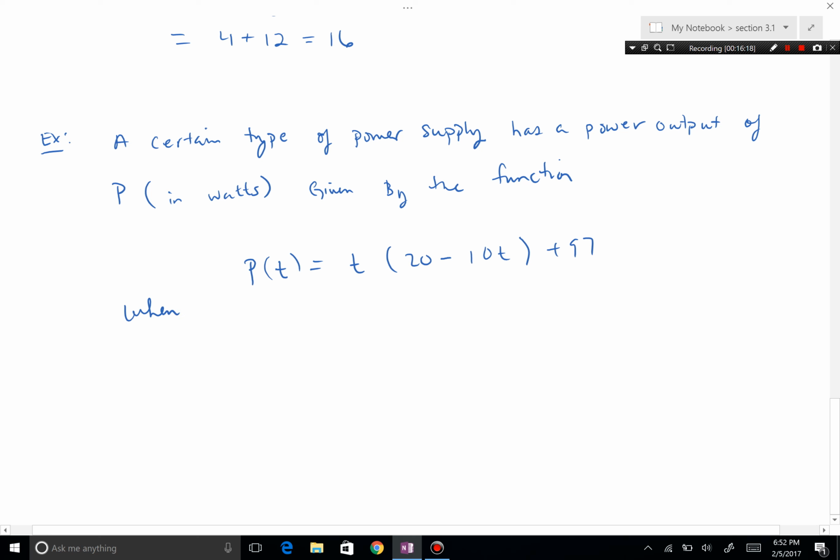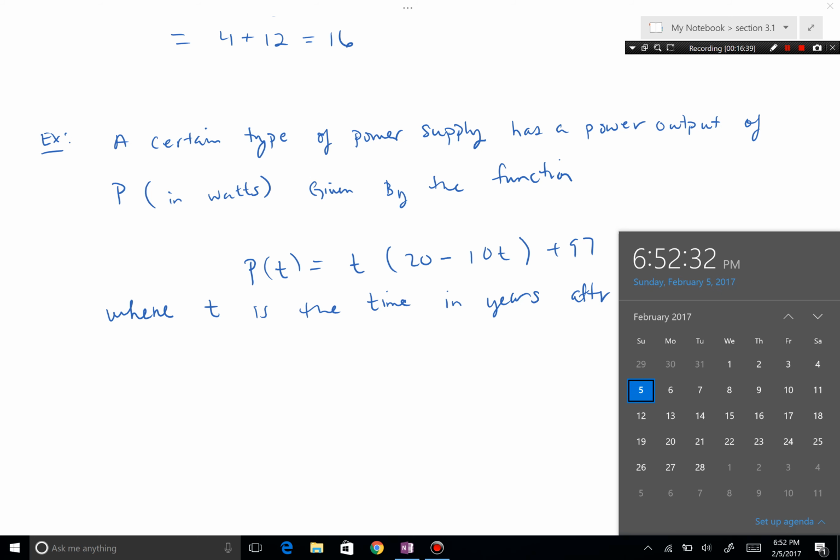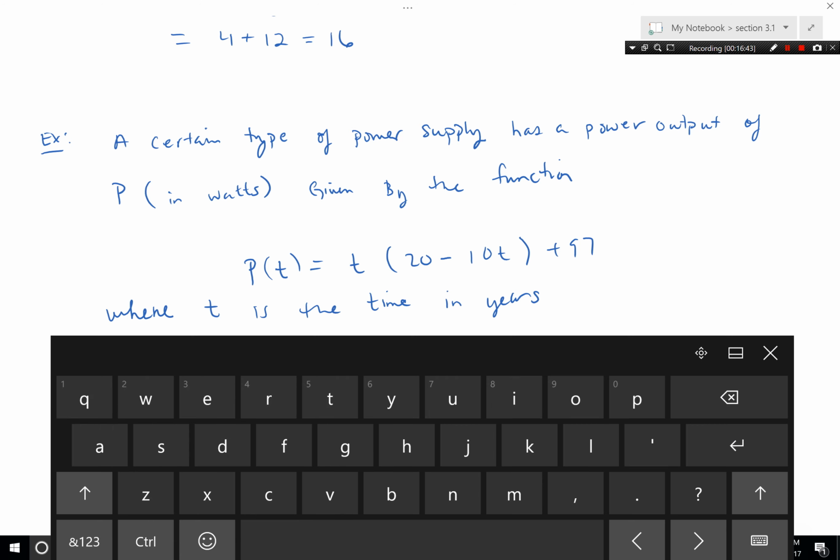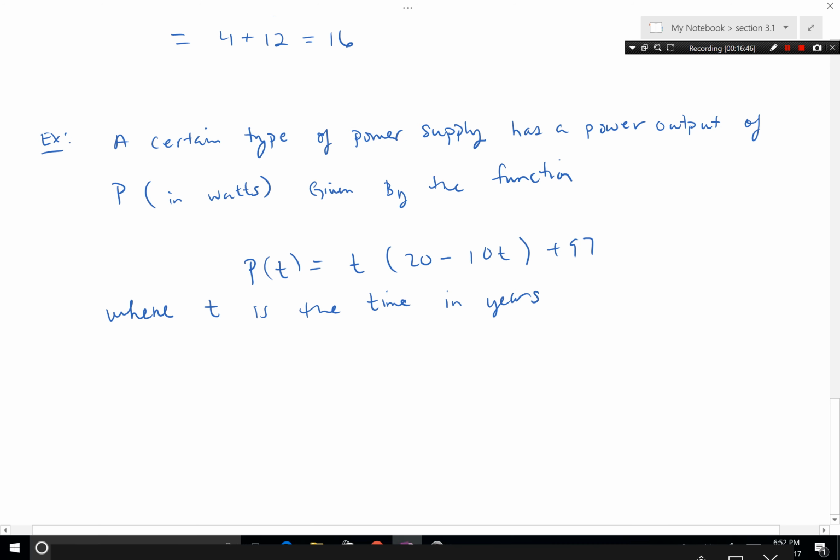Okay, here's your job. What is t? That's what you have to ask yourself, because it could be in minutes, hours, seconds. So where t is the time in years after launch. Sorry. Time in years.